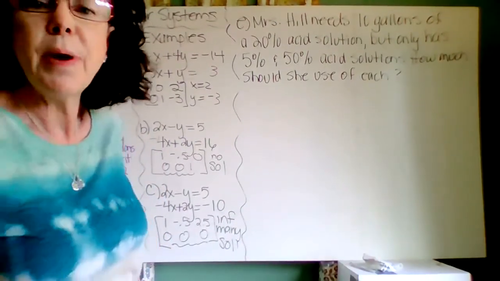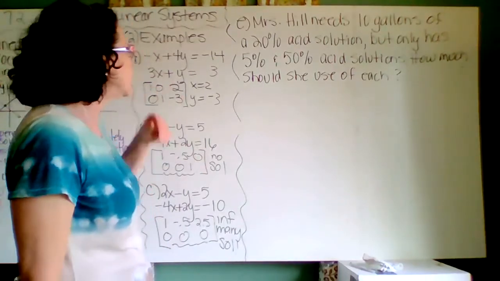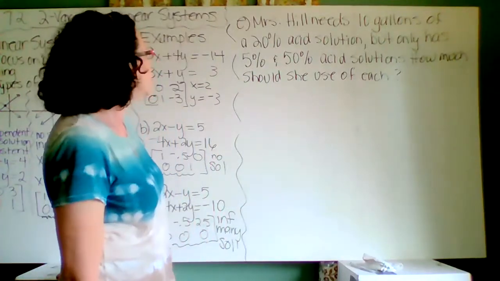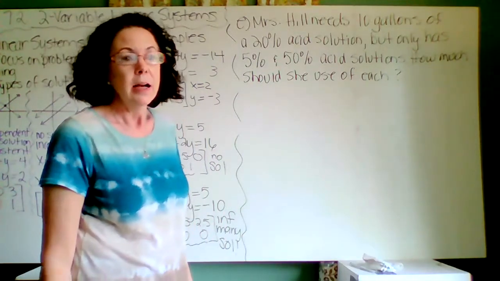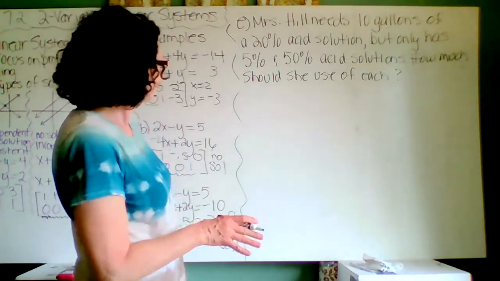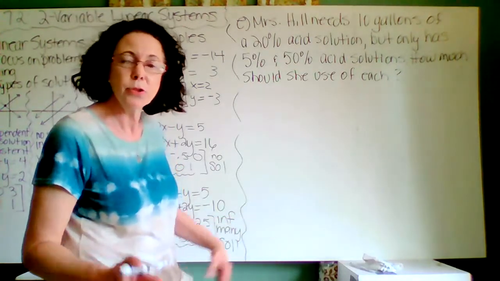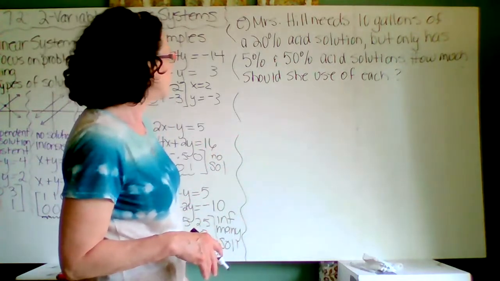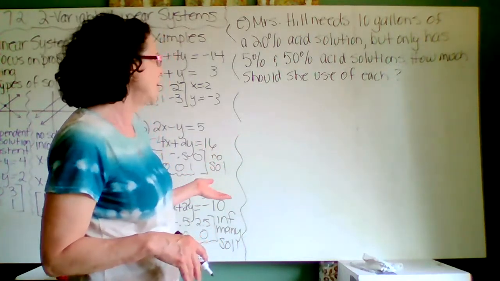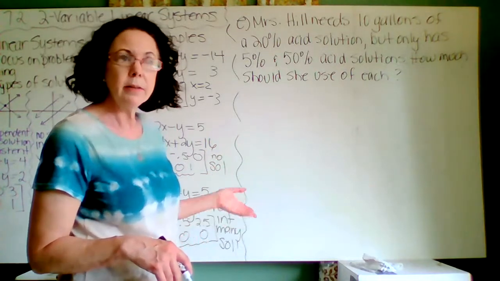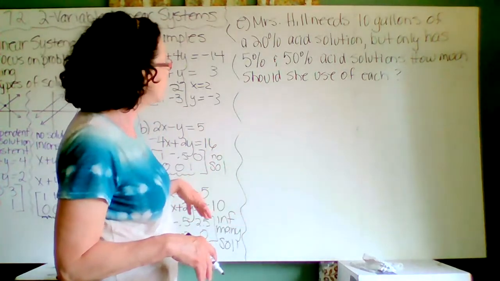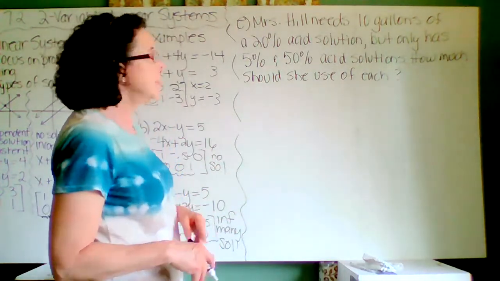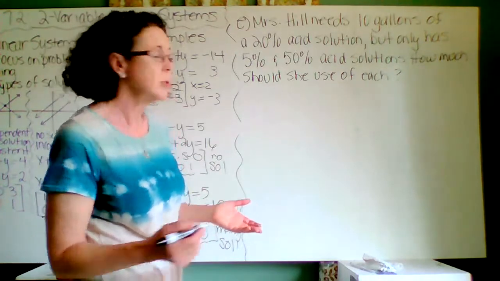All right, last problem. So Mrs. Hill needs 10 gallons of a 20% acid solution for a lab, but she only has 5% and 50% acid solutions when she goes into her storage room. She has plenty of the 5% and 50%, but no 20%. So she could combine the 5% solution and the 50% to get her 10 gallons of 20% solution. The question is, how much should she use of each?